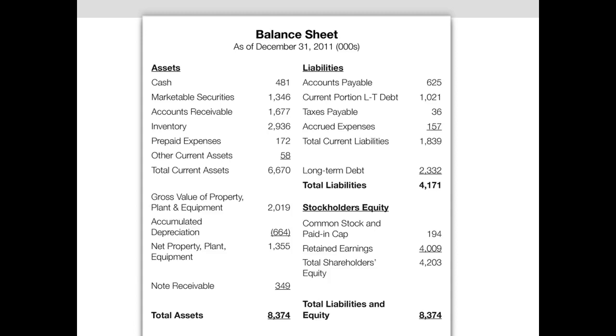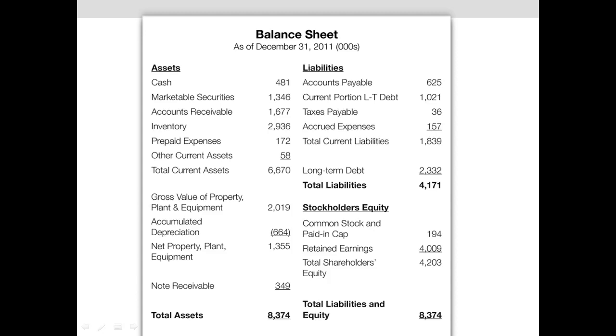Next are long term assets, which come after the current assets. These are the items: gross value, accumulated depreciation, net value of plant, and notes receivable. Total assets equal current assets plus long term assets. For liabilities, the others are accounts payable and so on, which we already saw.